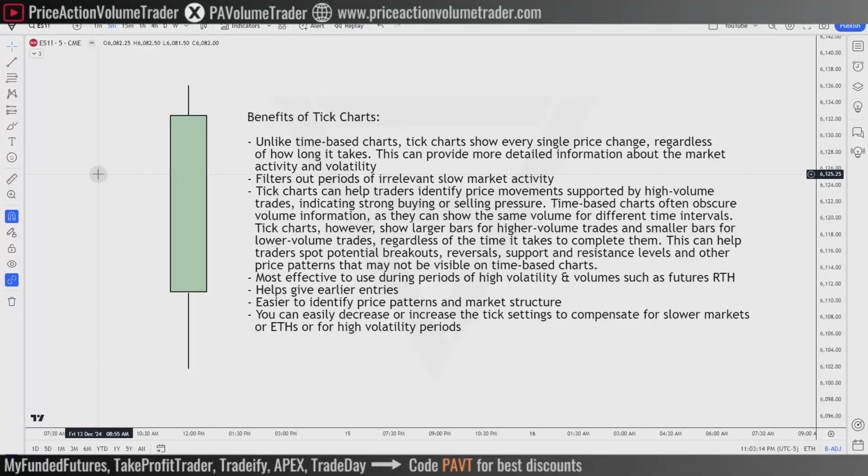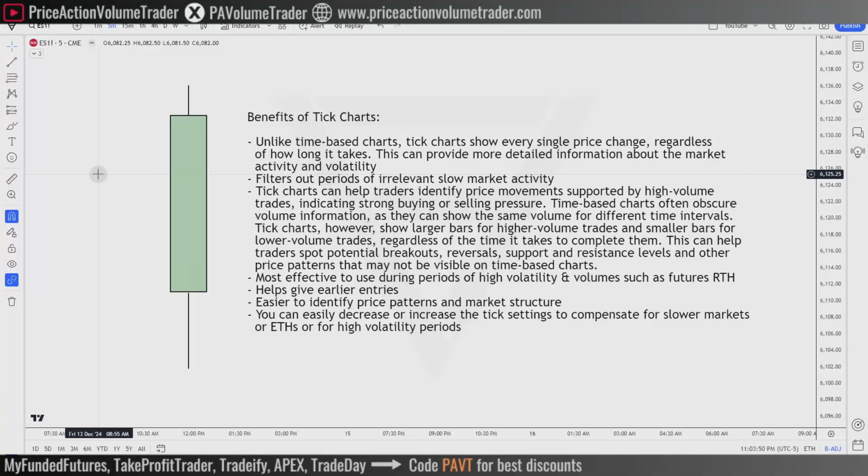Time-based charts often obscure volume information as they can show the same volume for different time intervals. Tick charts, however, show larger bars for high volume trades and smaller bars for lower volume trades, regardless of the time it takes to complete them. This can help traders spot potential breakouts, reversals, support and resistance levels, and other price patterns that may not be visible on time-based charts.